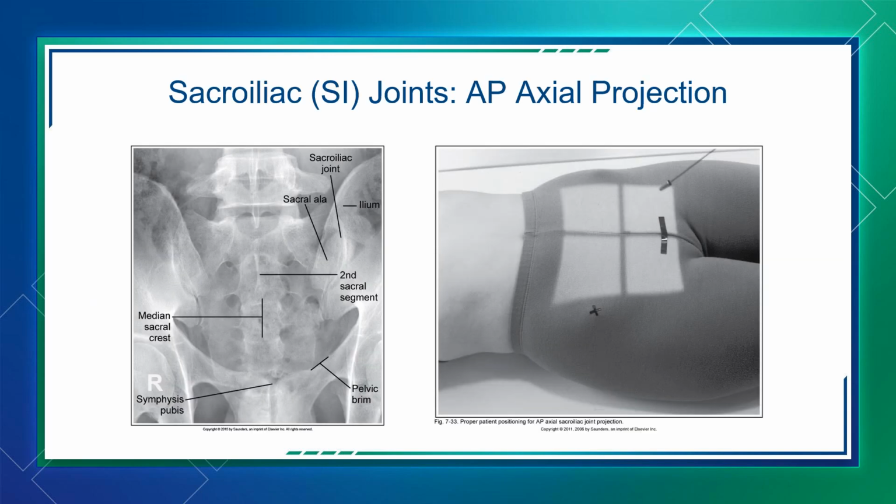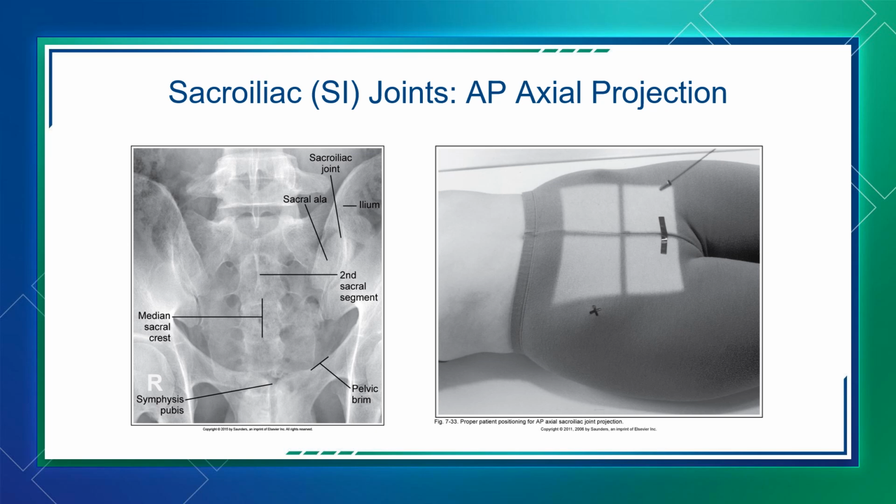Image evaluation criteria for the AP axial projection in Merrill states that we should see the lumbosacral junction and sacrum. We should see an open vertebral disc space between L5, S1, and both SI joints free of superimposition. I have included a couple more detailed image analysis guidelines for your review in the next slide.